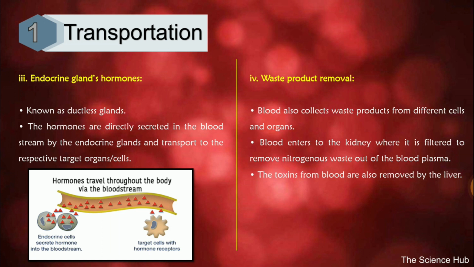Waste product removal. Blood also collects waste products from different cells and organs and enters into the kidney where it is filtered to remove nitrogenous wastes. The toxins from the blood are also removed by the liver.